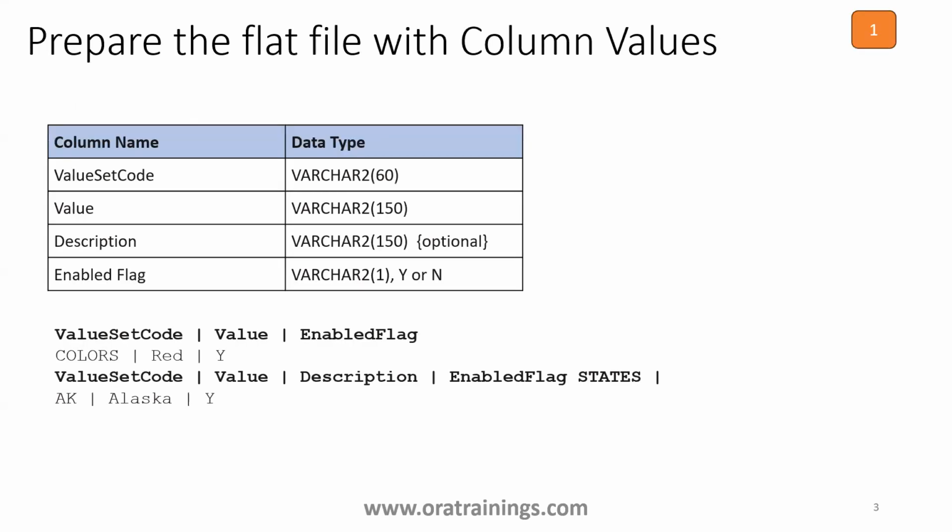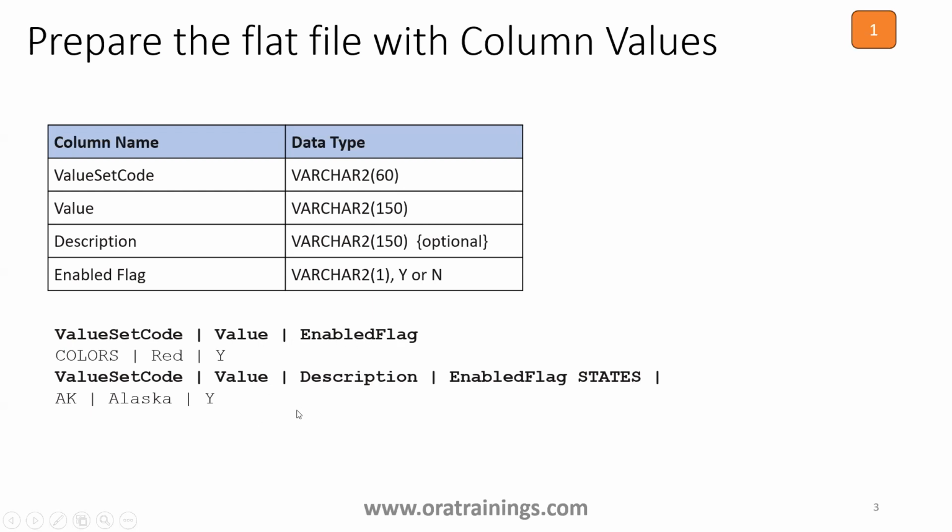So how do we prepare the flat file? When we prepare it, it should have either 3 or 4 columns. If you're having 3 columns, you have to mention the first column as value set code, followed by a piping symbol, followed by value, and followed by enable flag. It can be Y or N.